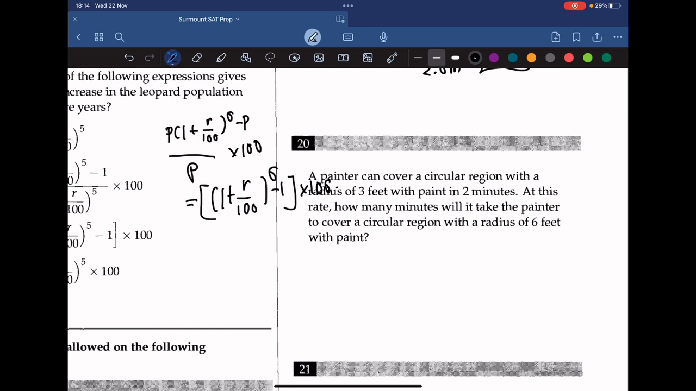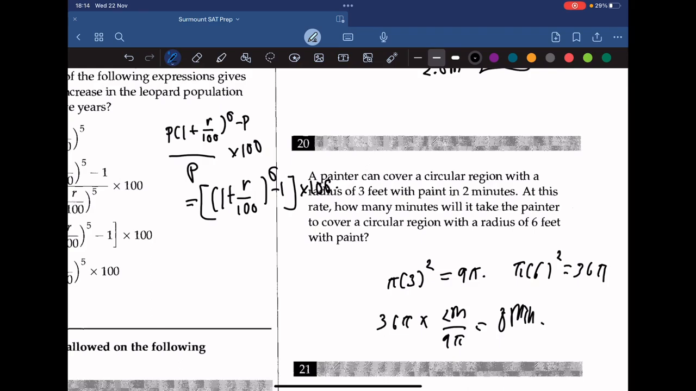A painter can cover a circular region with a radius of 3 feet with paint in 2 minutes. At this rate, how many minutes will it take for the painter to cover a whole circular region with a radius of 6 feet with paint? So the painter can cover an area of pi times 3 squared, right? Because it's circular, it's pi r squared, and the radius is 3. And this will be equal to 9 pi in 2 minutes. So the circular region with a radius of 6 feet has an area of pi times 6 squared, which is 36 pi. So we can rewrite this as 36 pi times 2 minutes over 9 pi, which would give us 8 minutes. So the answer is 8 minutes.